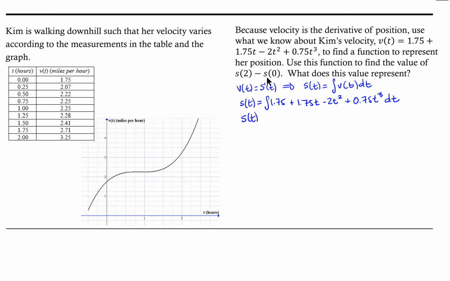So s of t will be, integrating each term in our integrand here, 1.75t plus 1.75 over 2 t squared minus 2 times t cubed over 3 plus 0.75 times t to the 4th over 4 plus c.